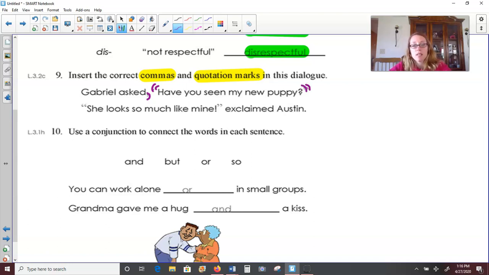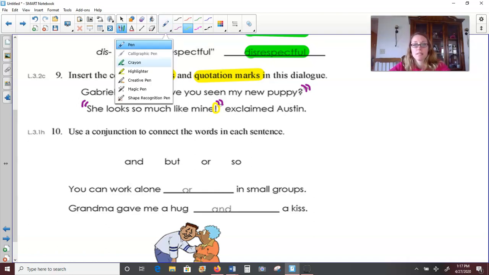"She looks so much like mine," exclaimed Austin. Well, we're going to put quotation marks around the words that Austin is saying. "She looks so much like mine." And in this case, we don't need to put a comma because there's already an exclamation mark. Because of that exclamation mark, it takes the place of putting a comma. Now, if Austin wasn't exclaiming this and saying it with excitement, then we could get rid of the exclamation mark and put a comma. But we never want to have both punctuation marks there.